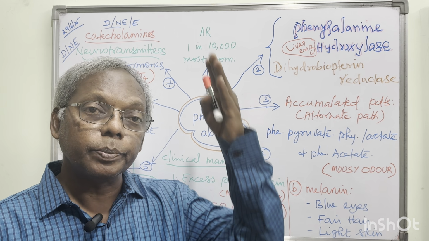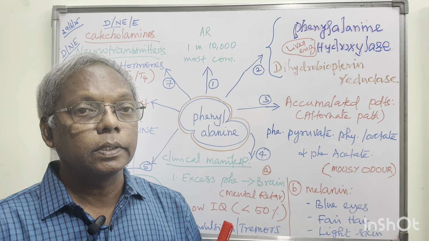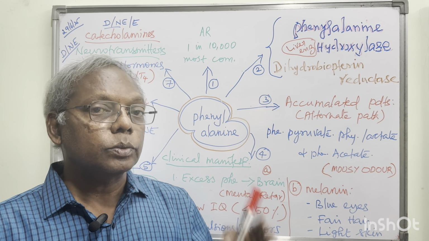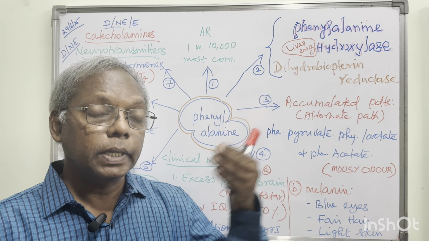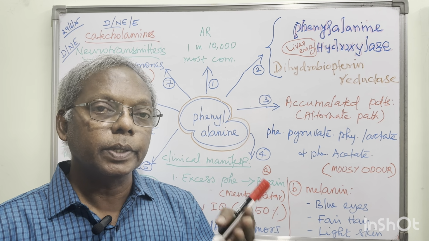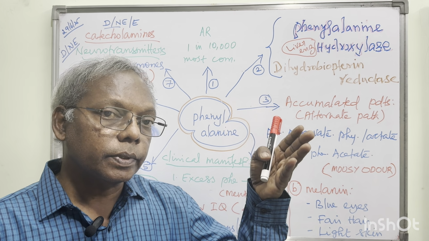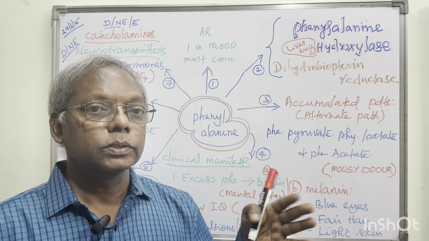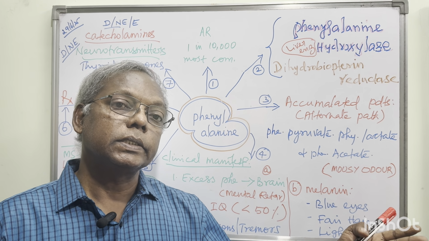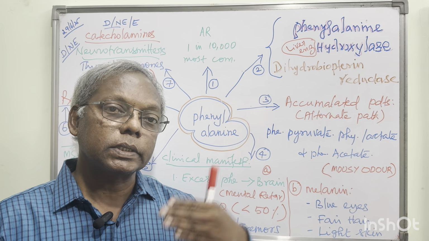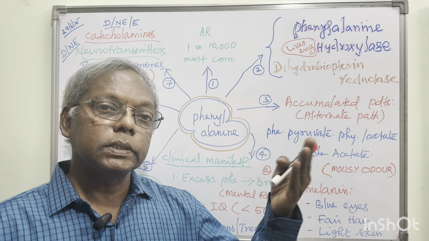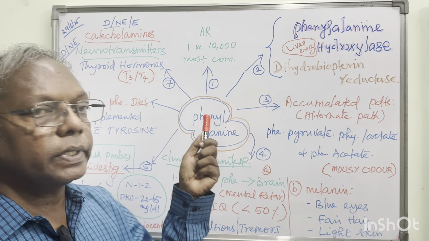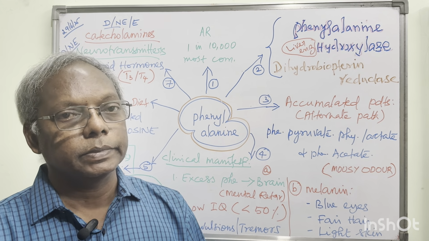We have so many products from the tyrosine pathway. For example, thyroid hormones, catecholamines, neurotransmitters, melanin pigment. Everything is synthesized from the tyrosine pathway only. So all these products will get affected. So they will go for diseases related to thyroid hormones, diseases related to melanin, diseases related to catecholamines. So how does phenylketonuria produce the symptoms?